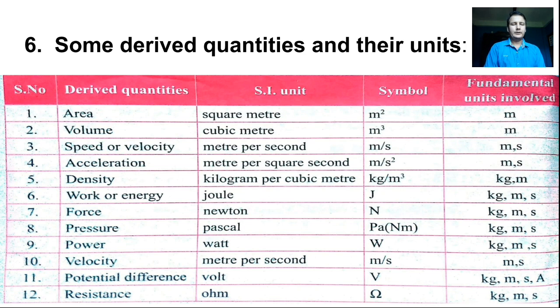Let's see number 9, power. The SI unit of power is watt. The symbol is W, and the SI units involved in it are kg, meter and second. So in derived units, 2 or more fundamental units are involved. So they are called derived units.